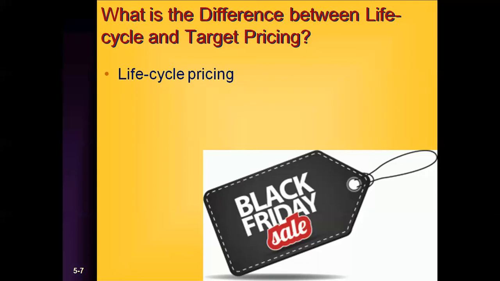On the other hand, target pricing takes the opposite approach. It is setting a selling price that can be maintained over the life of the product, but the selling price is determined first, as opposed to starting with the cost. In target pricing, you start by setting the price, and then you figure out how much you need to make and subtract that amount from the selling price to get your cost. So life cycle, start with the cost and figure out your selling price. Target pricing, start with the selling price and then figure out what your costs need to be.